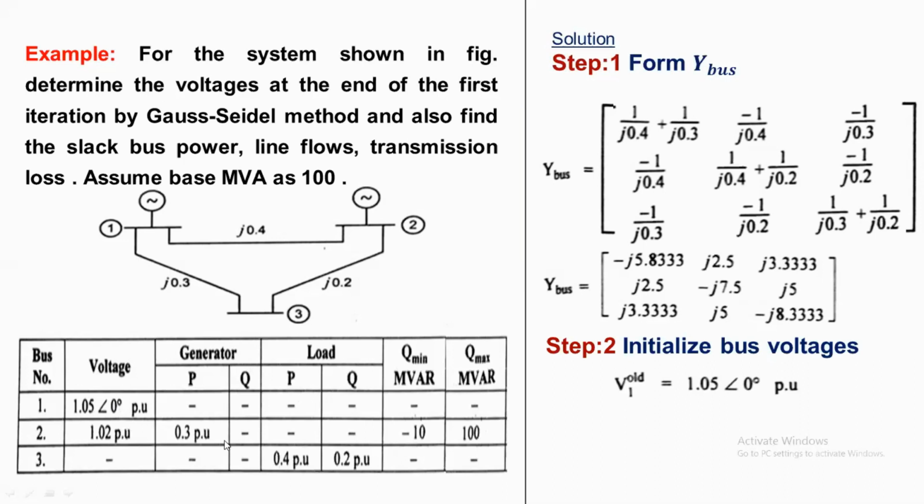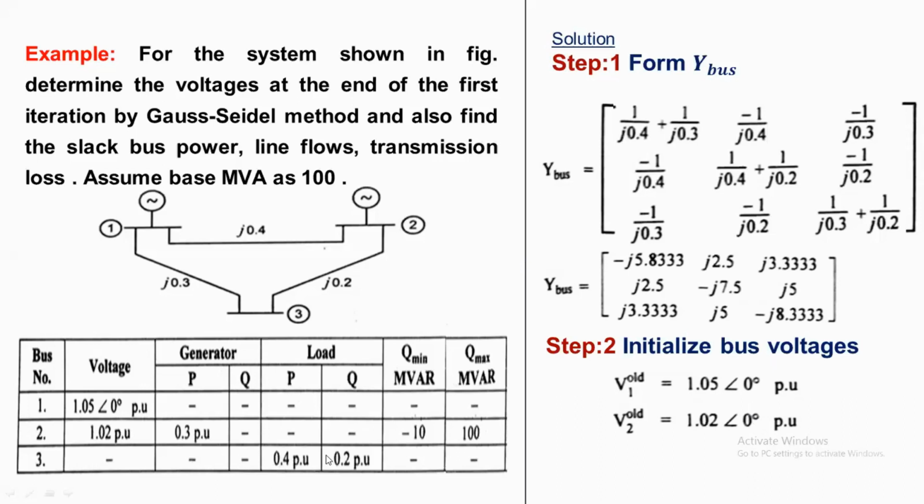Then the second bus is the PV bus, that is the generator bus. In the case of a generator bus, the magnitude of voltage is constant, that is, the magnitude of voltage is specified for every iteration. Only the phase angle changes. In the initial stage, we take the phase angle as 0, with magnitude 1.0. From the first iteration onwards, only this phase angle varies.